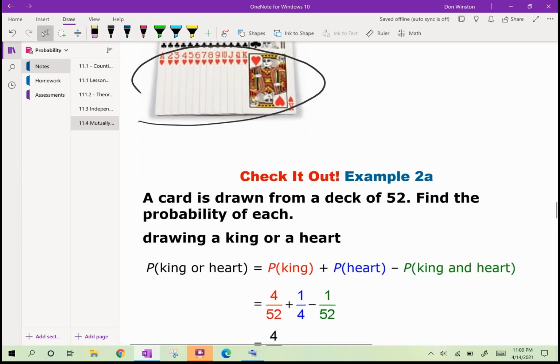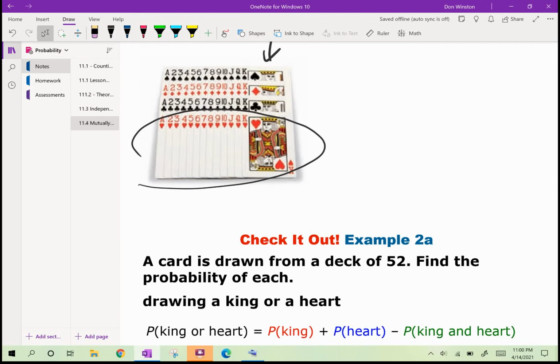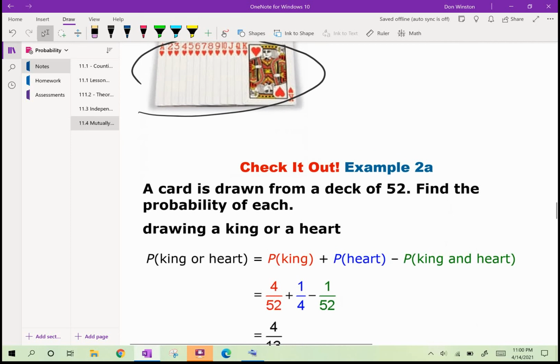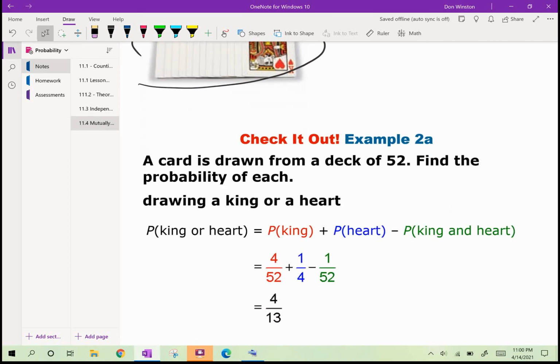And then you have to subtract off the king of hearts because it appears twice. So you have to subtract off 1 of 52. Now, why didn't they just leave it 4 of 52? Oh, I see, because 4 of 52 plus 13 of 52 minus 1 of 52 would be 4/13.